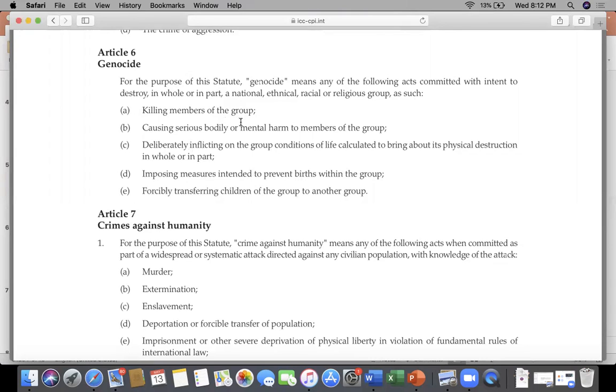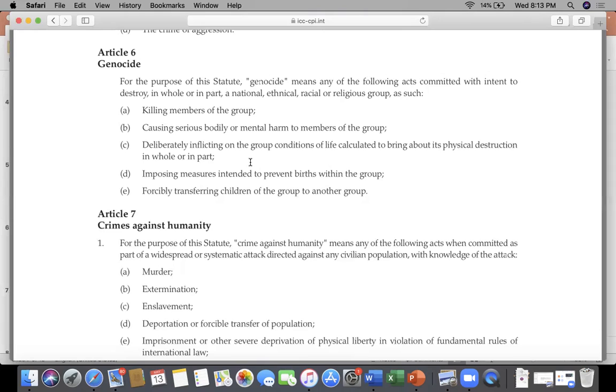So these are the 5 acts which, if committed with the intention to destroy that group, amount to genocide. Students, I have told you some cases also. I discussed some cases on genocide elaborately when I was discussing the International Criminal Tribunal for the former Yugoslavia, and I told you about the cases of Krstic, Jelisic, and also Milosevic.